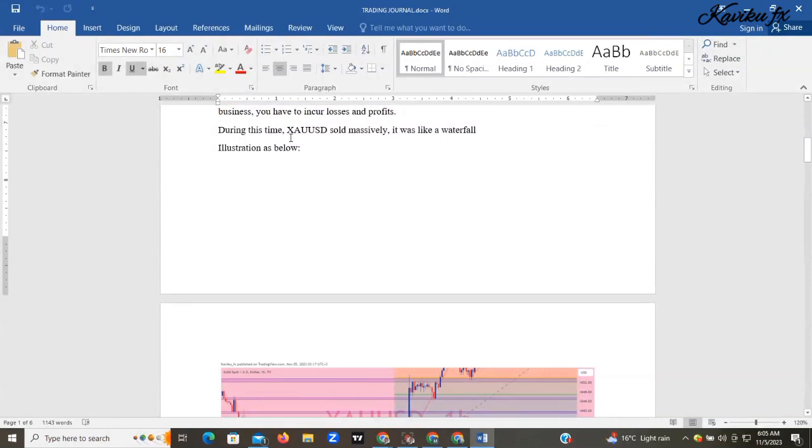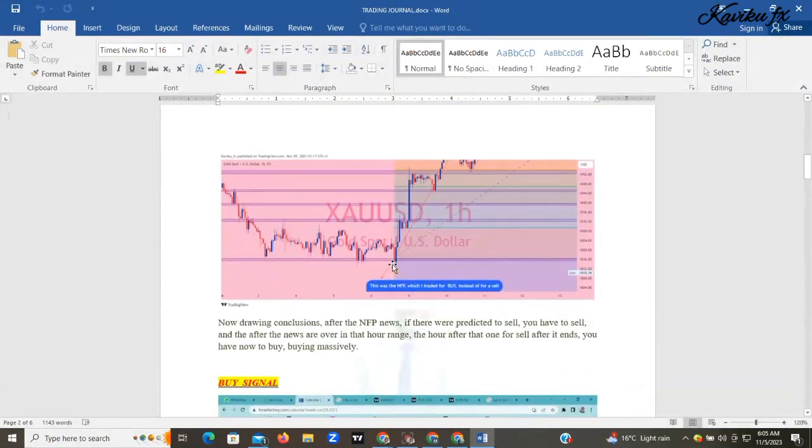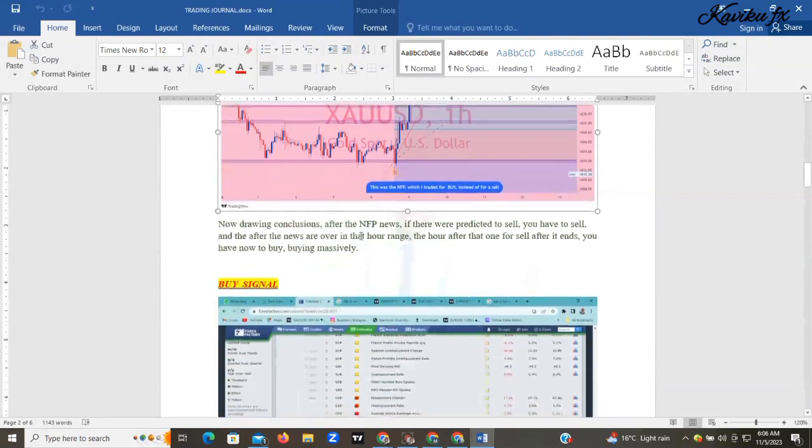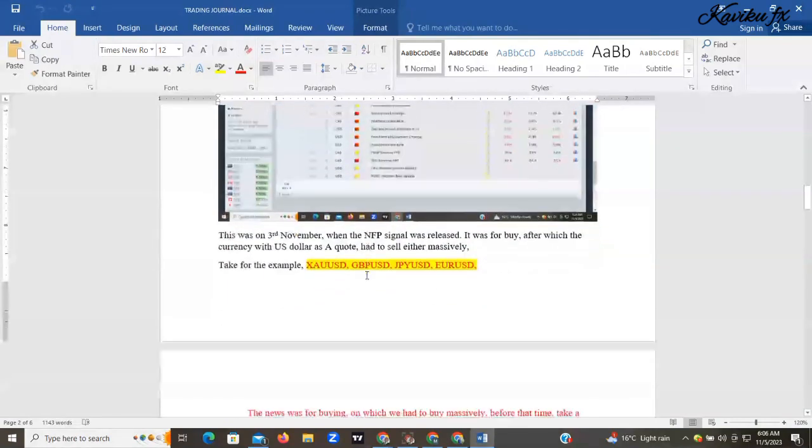During this time, the gold sold massively, and it was like water flow, what we call a waterfall. This point here, as you can see. So now drawing a conclusion after the NFP, if they were predicted to sell, you have to sell, and then after the news are over, in that hour range, the hour after the one you have made a sale, you have now to buy massively, since the news already announced.